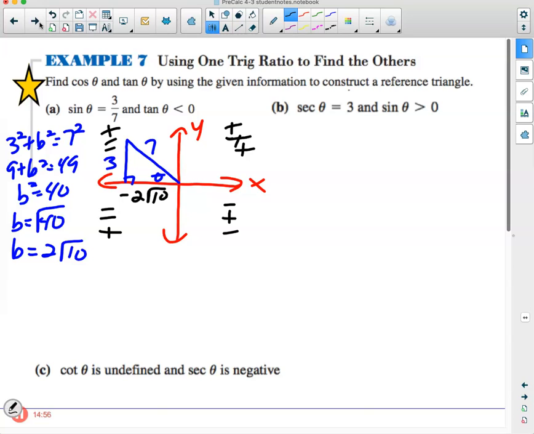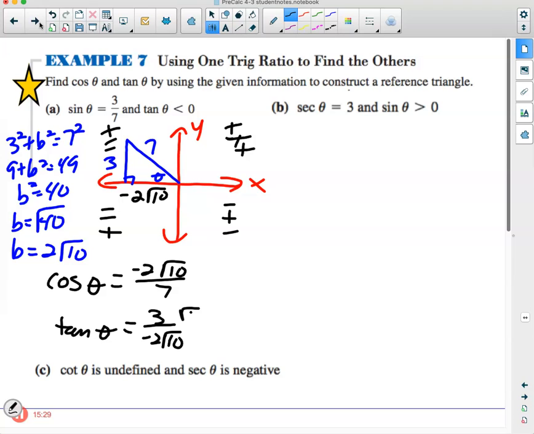So now we are supposed to tell them the cosine of theta and the tangent of theta. Again, you just go back to SOHCAHTOA. You've already got this drawn. So adjacent over hypotenuse for cosine. And then for tangent, we need opposite over adjacent. And you realize, oh, I can't leave that. You know, I have to rationalize the denominator. So you multiply by the square root of 10 on the top and the bottom.